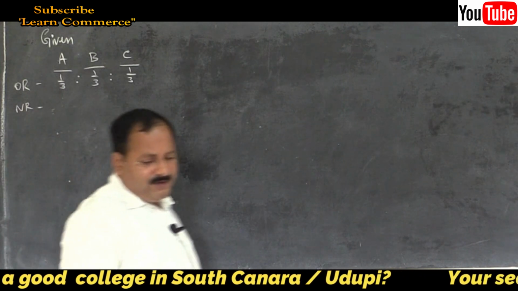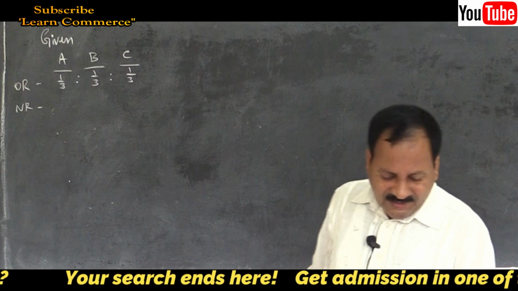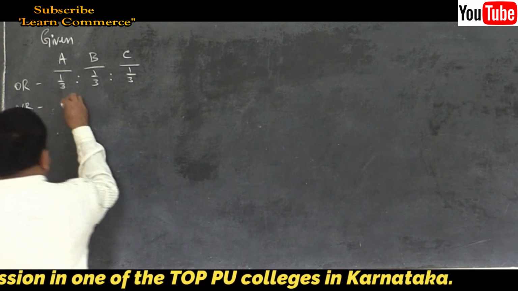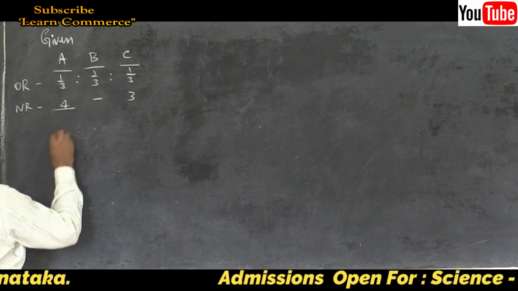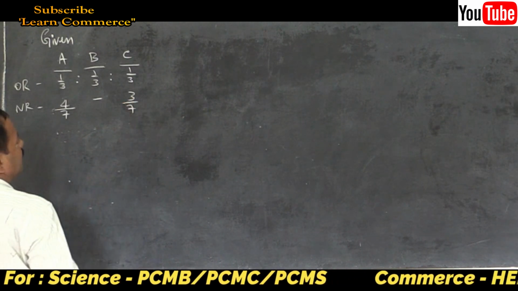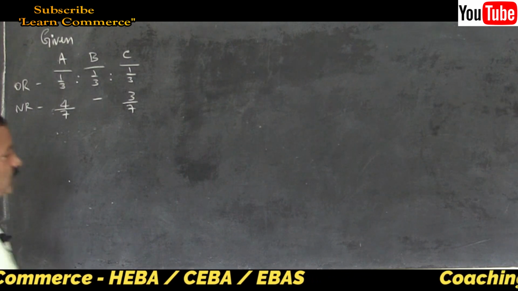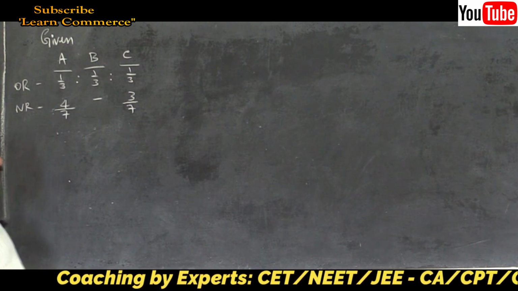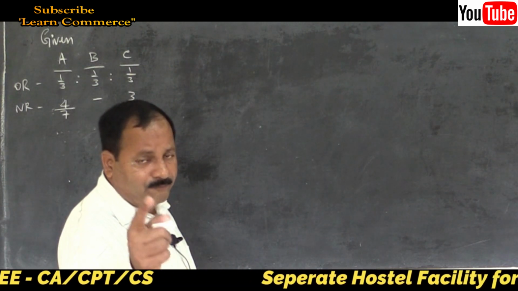Who has retired from the firm? B retires from the firm. So A and C 4:3. So 4 and 3. Here dash, 4/7. 4 plus 3 is 7. So 4/7 and 3/7. Now let us solve the problem. Write the formula first. For writing the formula you will get 1 mark, remember. Without writing the formula, if you solve, you will get 5 instead of 6.